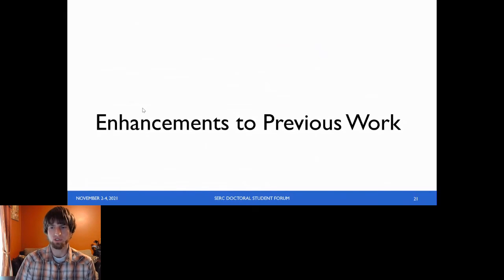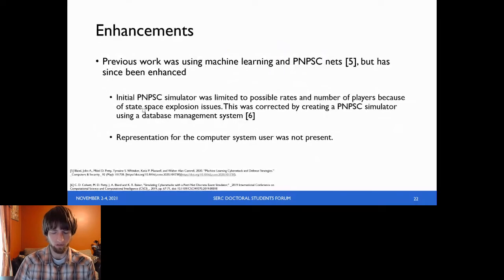So, enhancements to some of the previous work, and part of my research: the previous work was limited to only evaluating 2 different rates per transition and limited to 2 players. This was because of a state space explosion issue in the simulator that we had written. For example, if you have 2 fire rates, there's 134 million combinations that need to be tested. But if you increase that to 3 fire rates, the number increases to 78 billion.